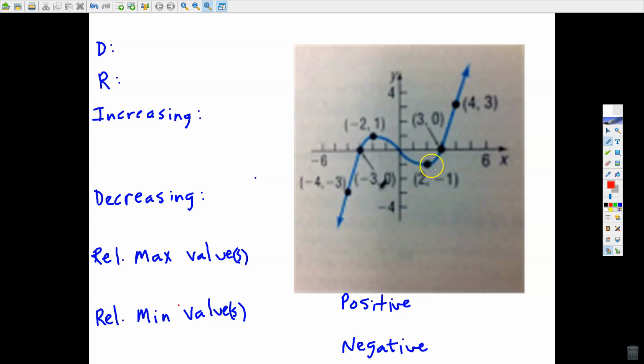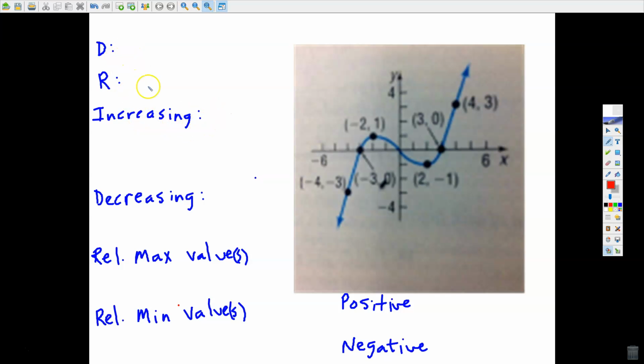Given a graph like this, and it won't be exactly like this, but it'll be similar, we're supposed to determine the domain and the range. All right, so I hope you can identify that if you look at this graph, it's going to continue to go left forever as it goes down. It's going to continue to go right forever as it goes up. And so the domain is just going to be all real numbers.